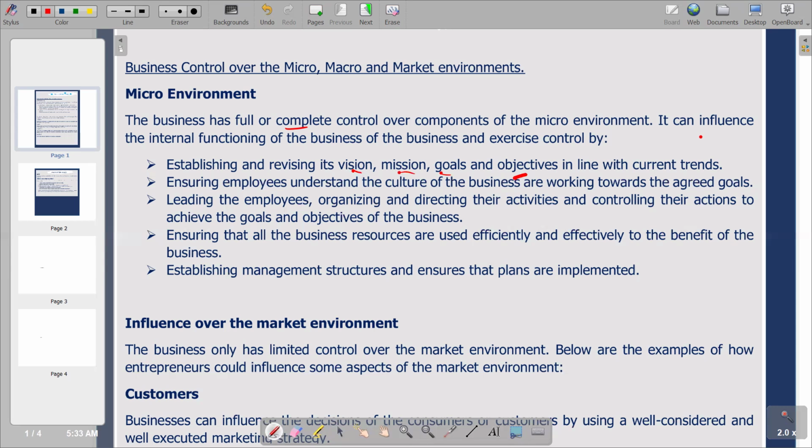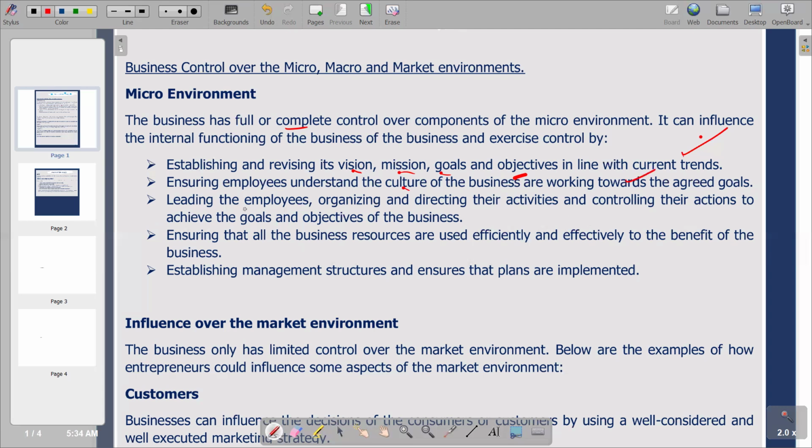The second point is ensuring employees understand the agreed goals. We also have employees, which are part of the internal environment. So the control here is ensuring that employees do understand what is required in terms of the culture of the business. So basically, this becomes the second point.